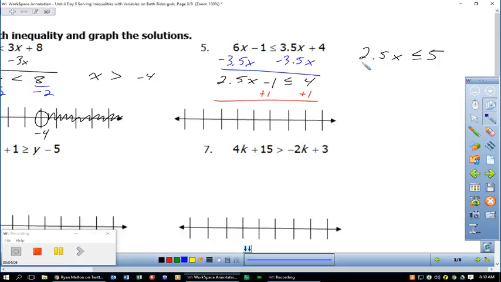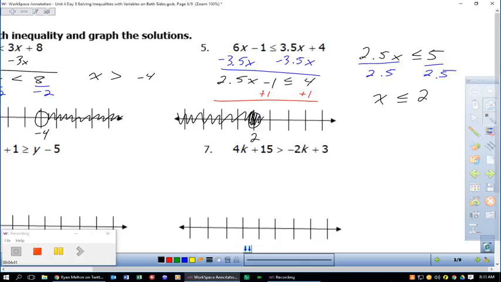Dividing by 2.5. Are we going to switch our sign here? No, we didn't divide by a negative, so we're going to leave it as less than or equal to 2. So x is less than or equal to 2. There's our 2. Closed circle, yes. And less than or equal to, so to the left.